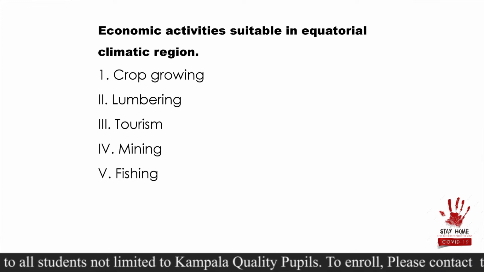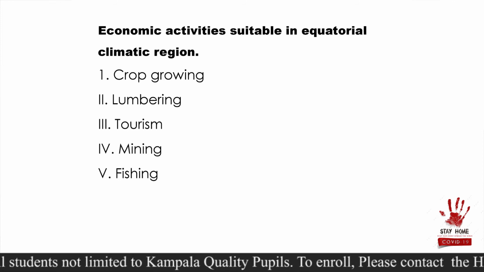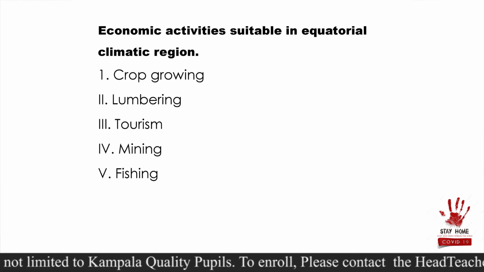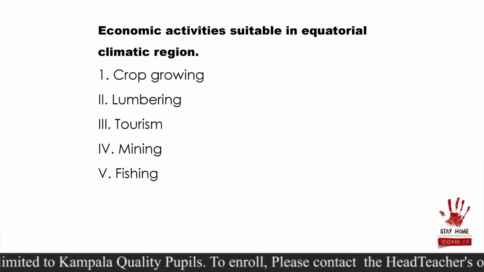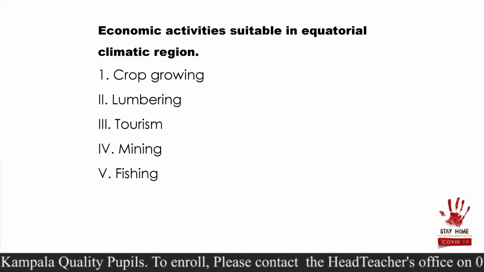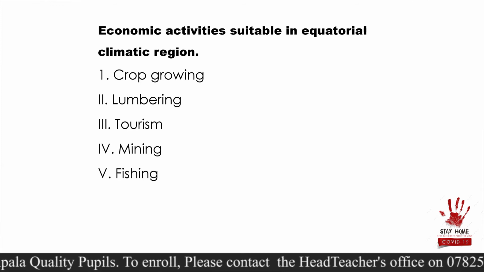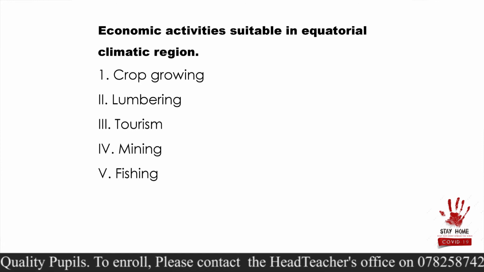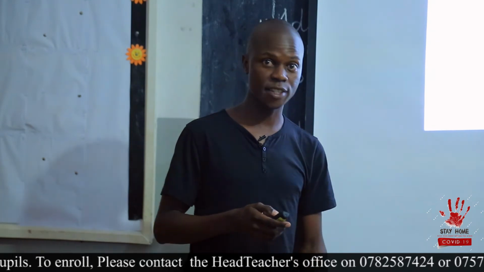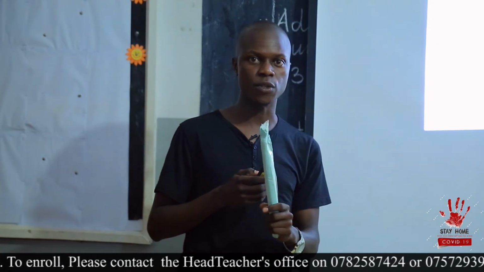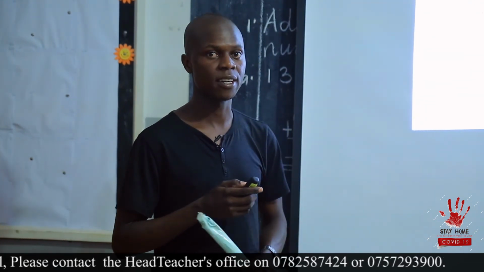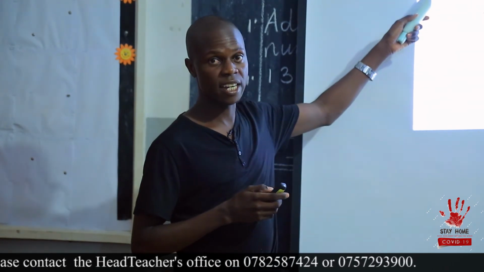Yes, so you realize since that region experiences heavy rainfall, it encourages all these activities. One, crop growing, because all crops need rainfall to grow well. Since rainfall is there, crop growing can be carried out. We have lumbering. Do you still remember what lumbering is? Lumbering, if you recall, is the cutting down of mature trees for timber. It is different from deforestation. That's why I want you to take note. Lumbering is the cutting down of mature trees for timber, okay? So this is one of the economic activities that can be carried out there.